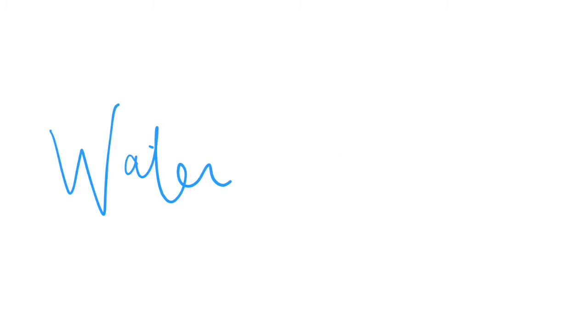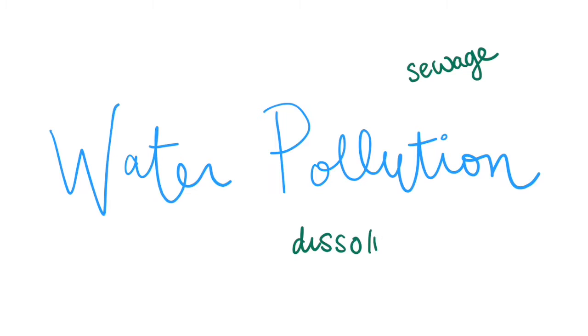Water pollution is the presence of harmful materials in water, such as sewage, dissolved metals, waste from farms, factories, and oil spilled from oil tankers. The 3 main substances that pollute water are nitrates from fertilizers, sewage, and detergents.